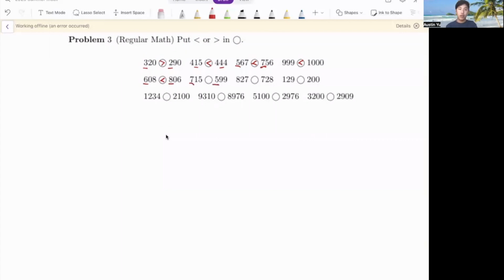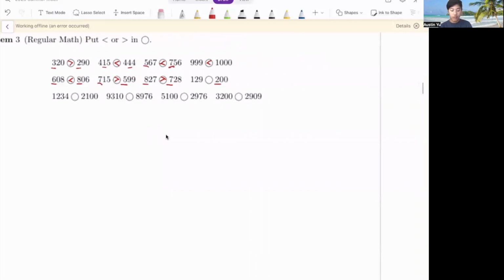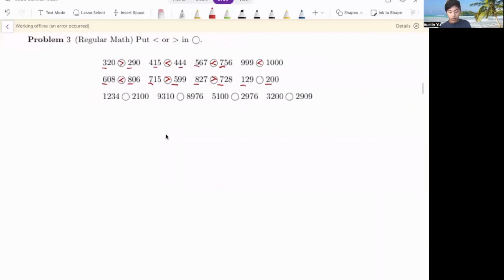Next one, 7 or 5 in the hundreds place. We see that 7 is greater than 5 this time, so 715 is greater than 599. Same thing for the next one, 8 is greater than 7, so 827 is greater than 728. And this time, it should be obvious that 200 is obviously greater than 129. We just look at the hundreds place first. So 200 is greater, 129 is less than 200.